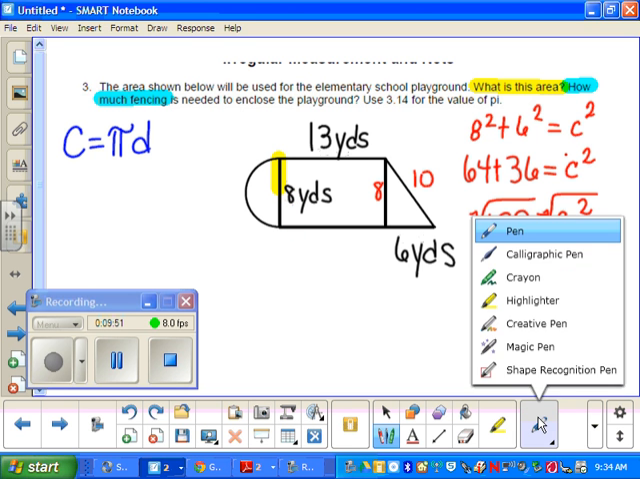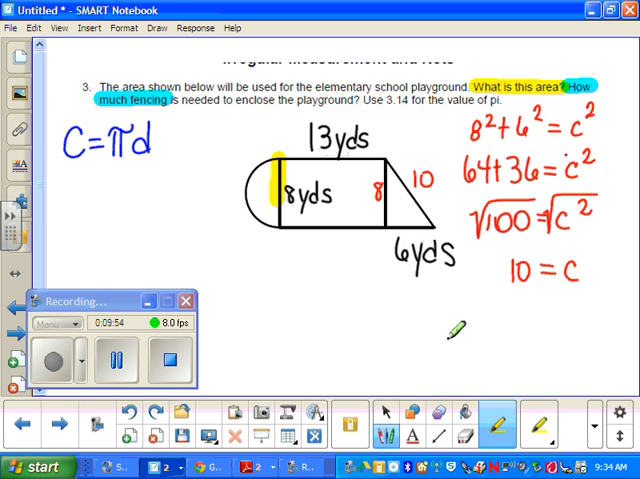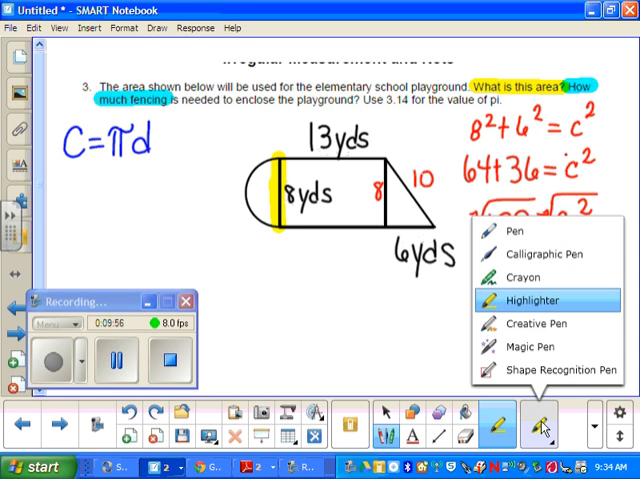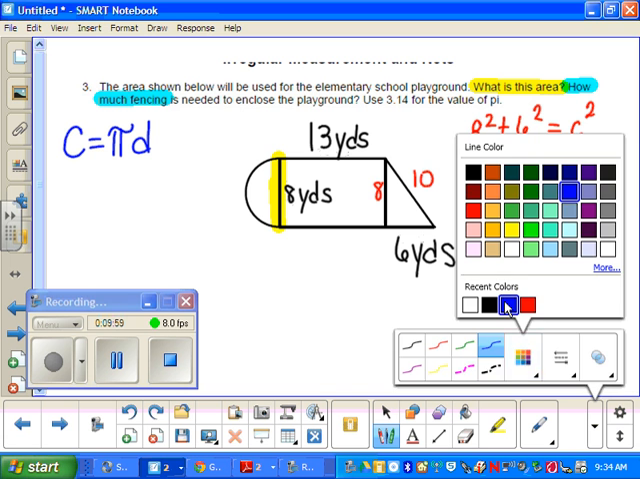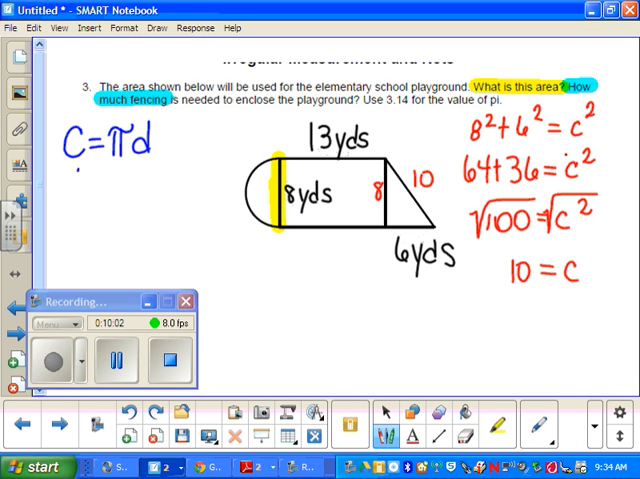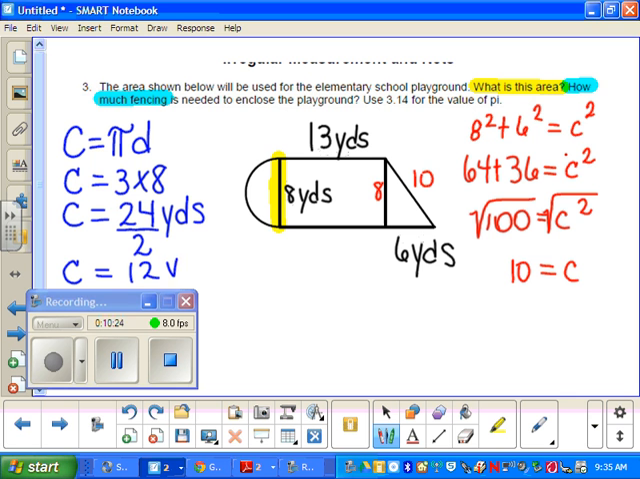So I know that if I do pi times 8, I'll get the circumference of my circle. And even though they told me to use 3.14, I'm going to use 3 today. So I'll do 3 times 8. And so the circumference of my circle is 24. But that's the entire circle. I don't have the whole circle. So I'm only going to have half of 24, which would be 12. And so this part of my circle over here would be equal to 12 yards.